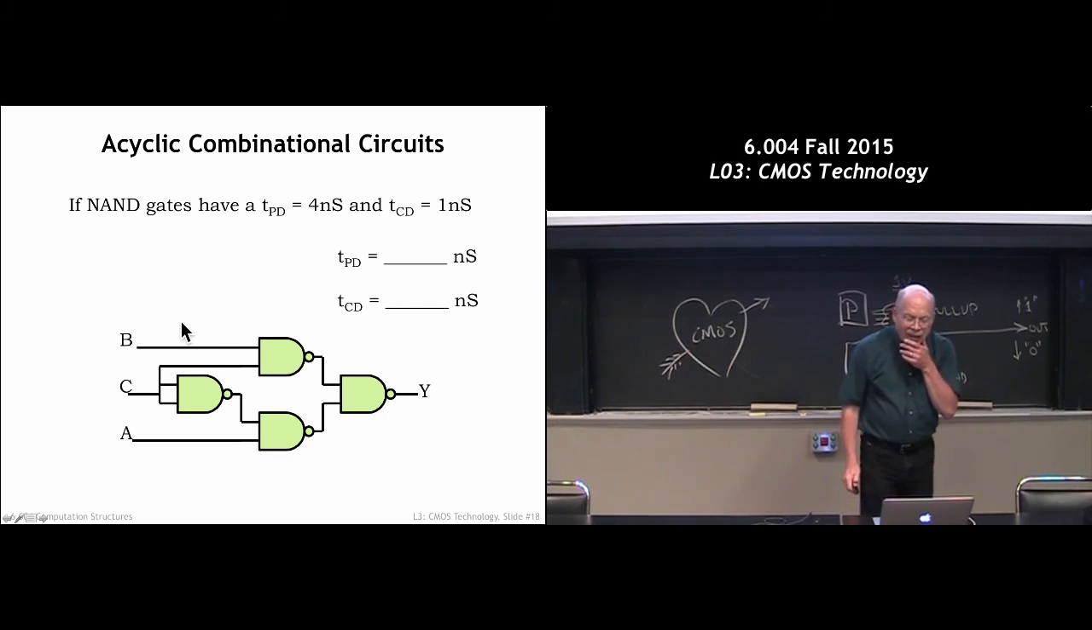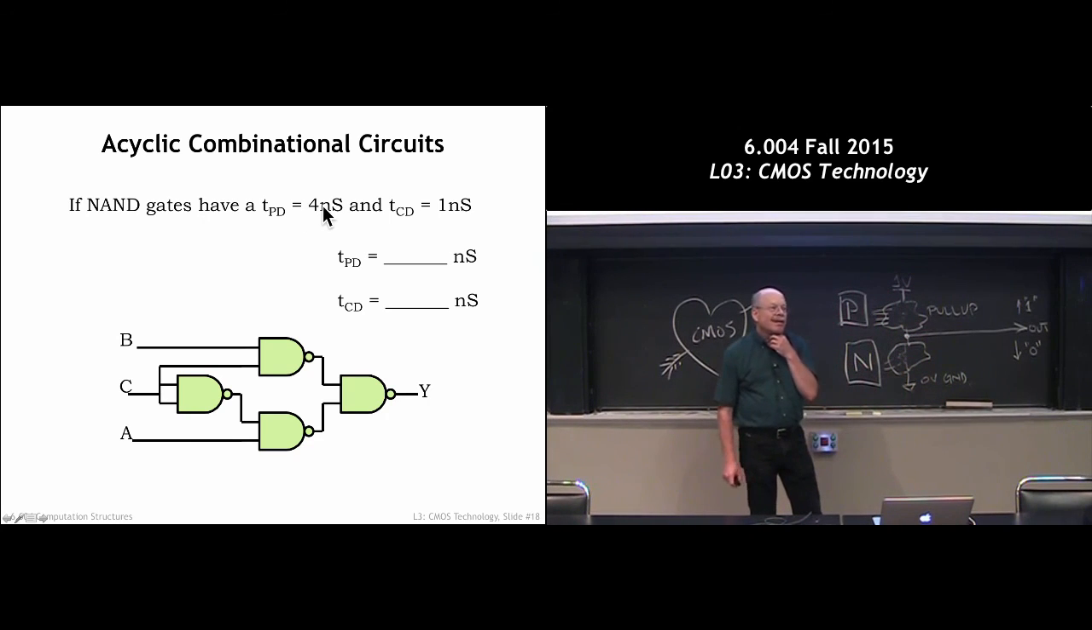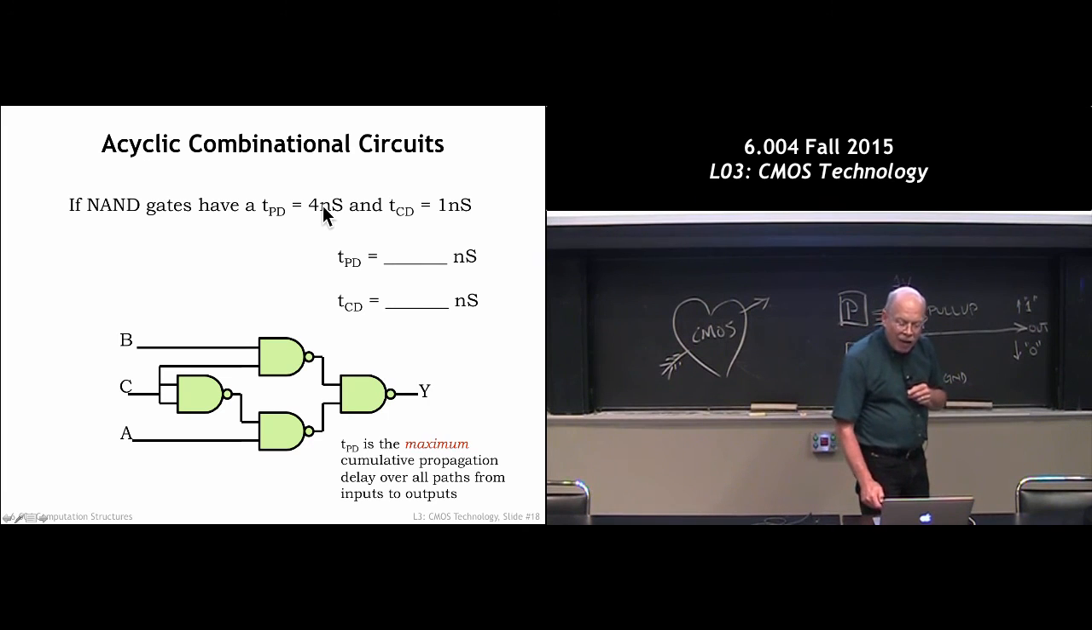Okay, quick, what's TPD of that circuit? I've told you that each of the NAND gates has a TPD of 4 nanoseconds. So what are you thinking about? So how long do I have to wait at most? What's the longest time I would have to wait for the output to reflect new values on the A, B, and C inputs? So I'm really looking for the longest path through this circuit. So you'll go through and you probably decide that the longest path is that one. It goes through 3 NAND gates, so the TPD would be 12 nanoseconds.